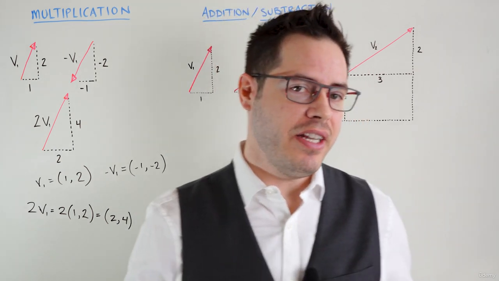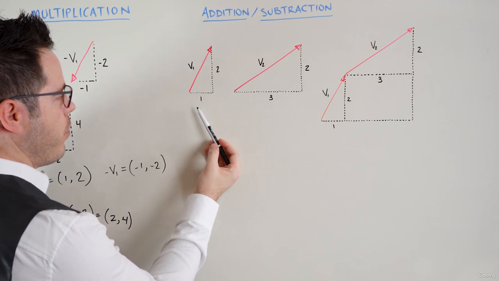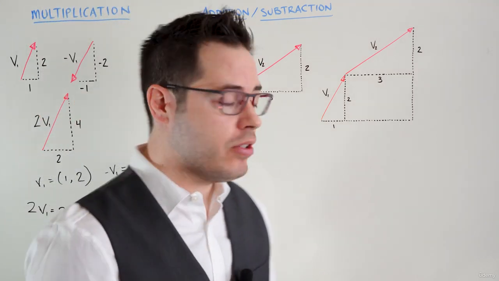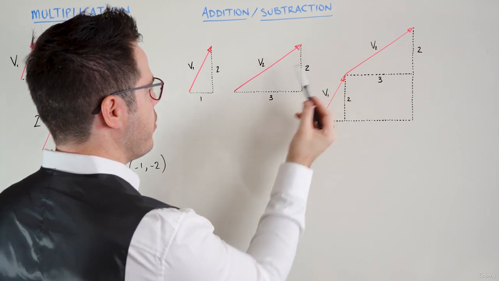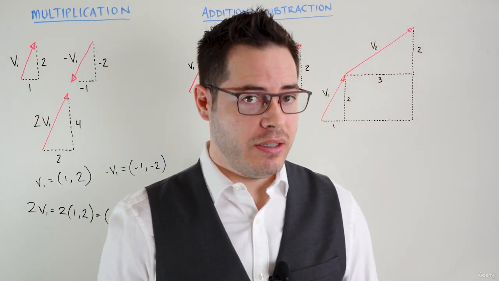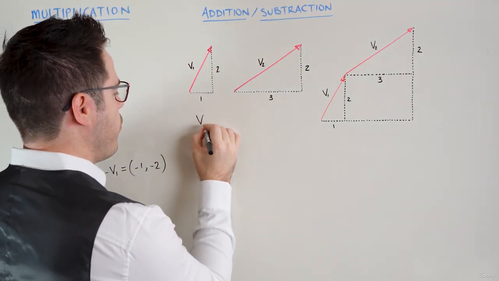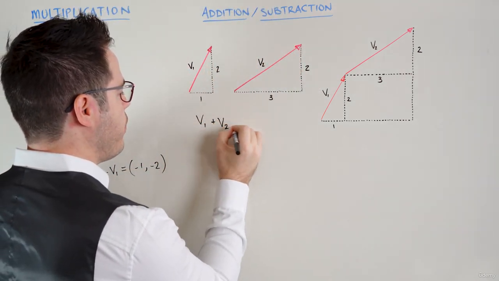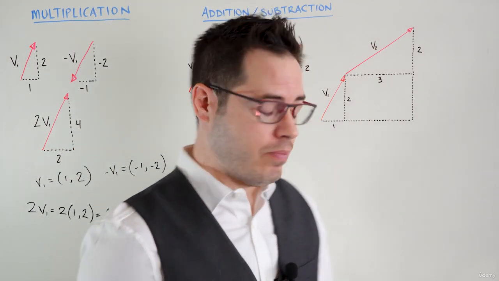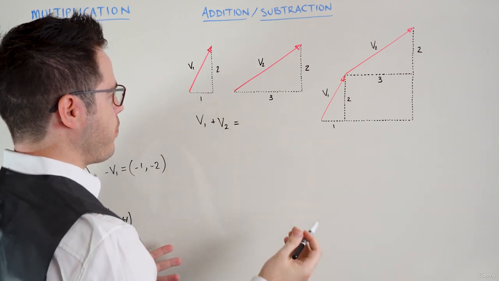Let's talk about addition and subtraction. Now, say I have a vector v1 with components 1, 2, and I have a second vector, v2, with components 3, 2. I want to add these two vectors together. Now this is a well-defined operation. Vector addition is something we can do. v1 plus v2 is the sum of v1 and v2. All we have to do is take their components and add them together.